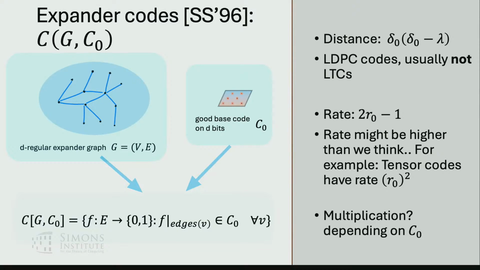Okay, now what about multiplication for expander codes? What is a condition for an expander code to have the multiplication property? Well, if I have a string that's in the code, it means that locally, every local view is in the small code. I have another string that's also the same. When I multiply them pointwise, I multiply the local views pointwise. So if the local code was a multiplication code, the entire code will have this property.